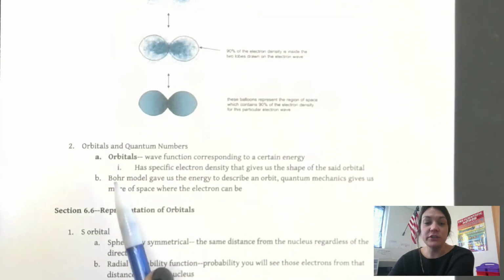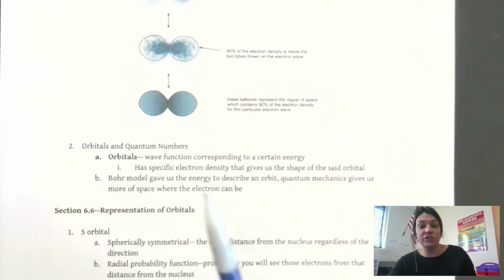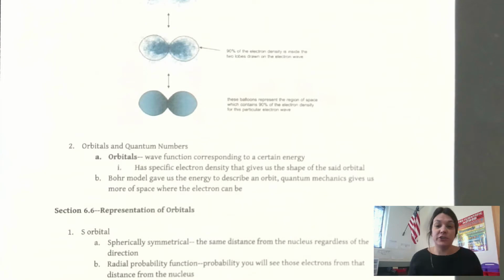Okay, orbitals and quantum numbers. Orbitals have wave functions corresponding to a certain energy level, okay? And that gives us a specific electron density for the shape of an orbital. So you may remember our orbitals as s, p, d, etc. The orbital relates, based off of what Schrodinger said, to a wave function of an electron, which is just a fancy way of saying this is where the electron could possibly be.